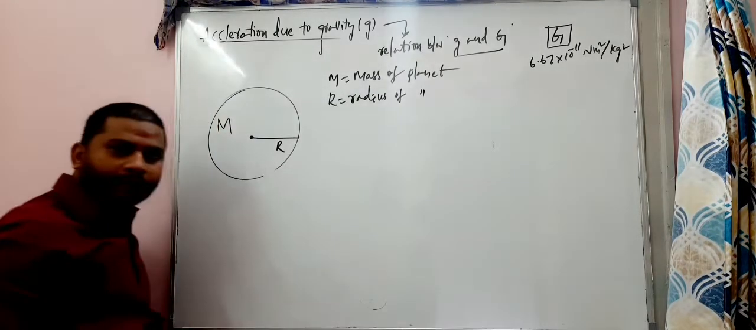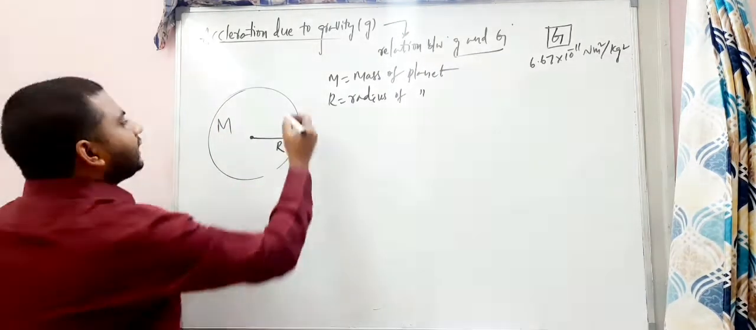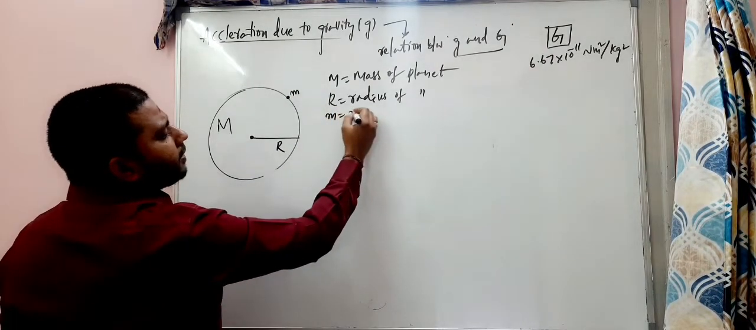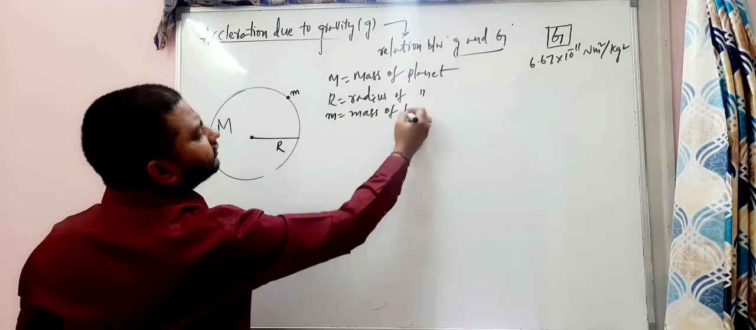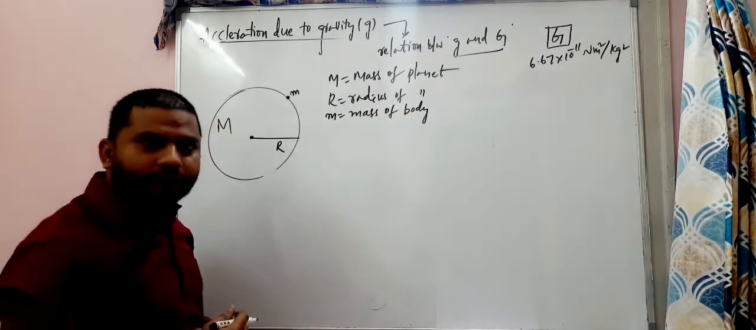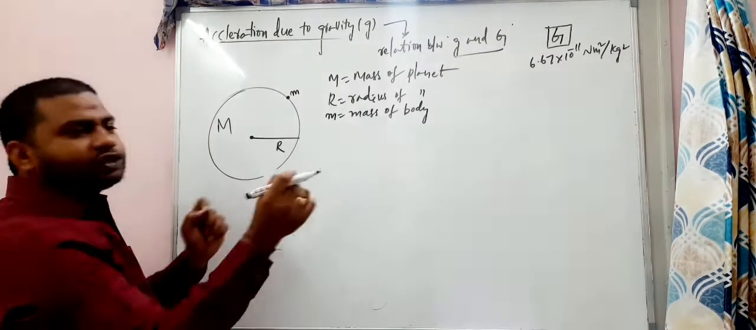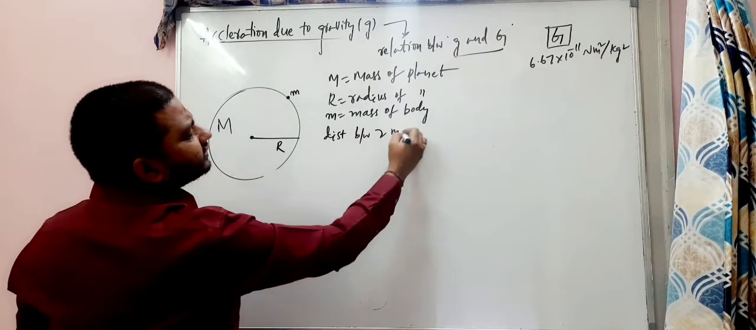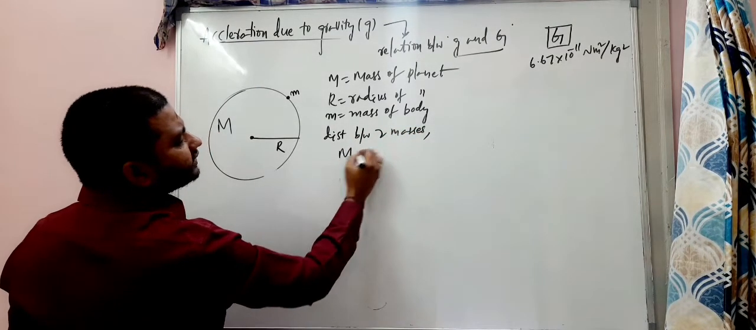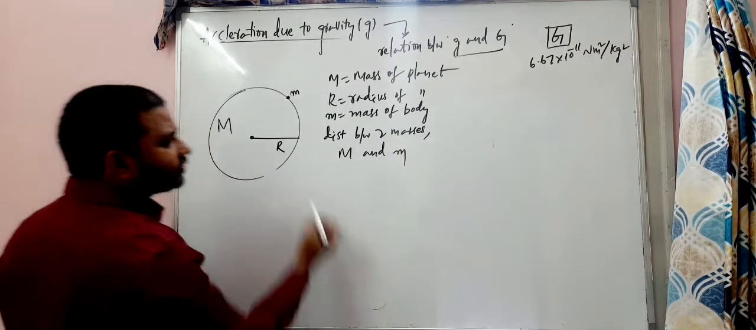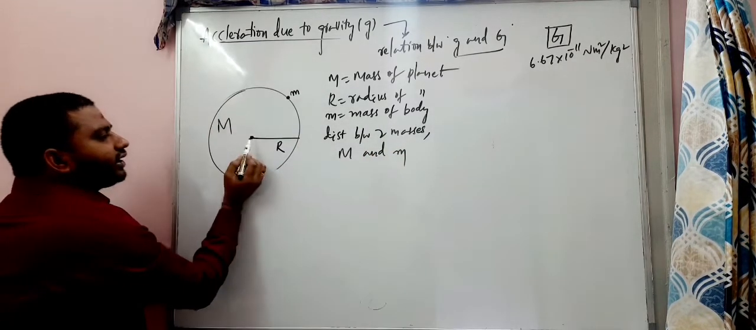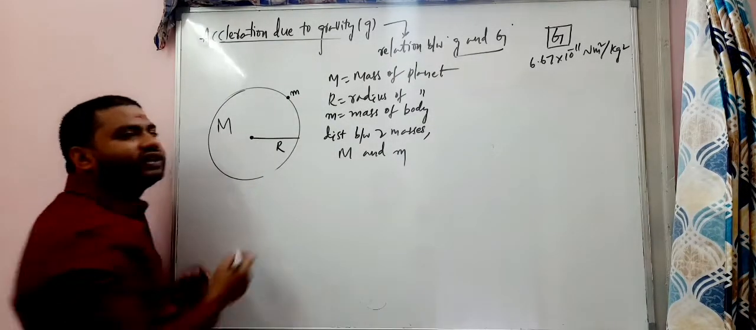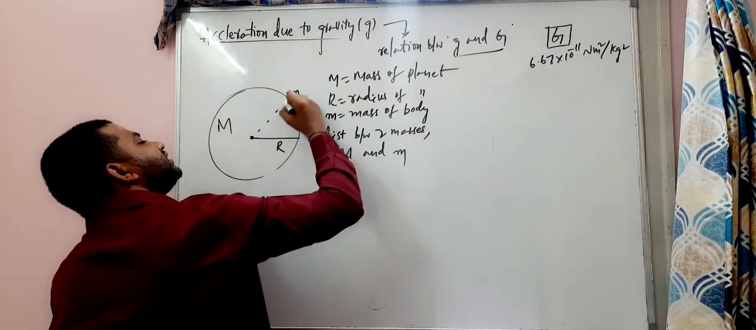On the surface of this planet, a small mass m is kept here. So small m is the mass of the body that we have kept there. Now, what is the distance between the two masses? The two masses are capital M and small m, my dear students. Capital M, the whole mass of the planet, is concentrated at this point, and small m is concentrated here. So the distance between these two is equal to the radius.